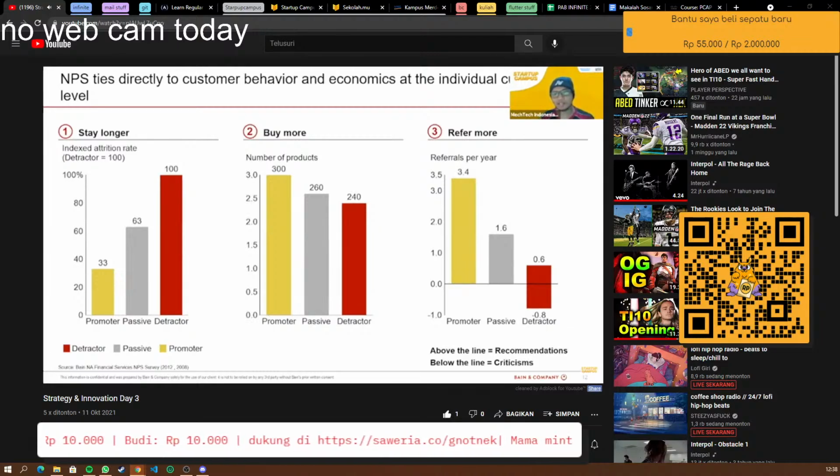Is there any chance that it will happen? Maksudnya apakah pernah ketemu sebuah kasus di mana NPS-nya tinggi nih, tapi kok customer retention rate-nya rendah atau ternyata datanya tidak sesuai dengan apa yang diharapkan gitu? Good question.